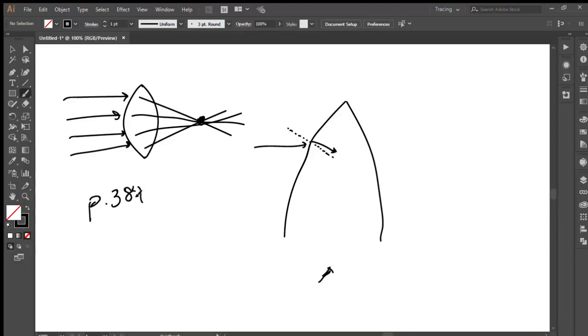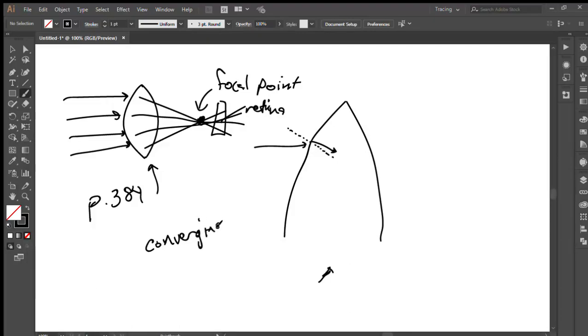Here's a better picture of this. This is called a focal point. Your lens in your eye attempts to make this focal point, or actually right near there, appear on the retina on the back of your eye, so that you can see what's around you. This is called a converging lens, because the light converges to a single point.